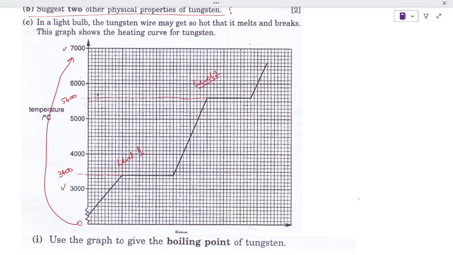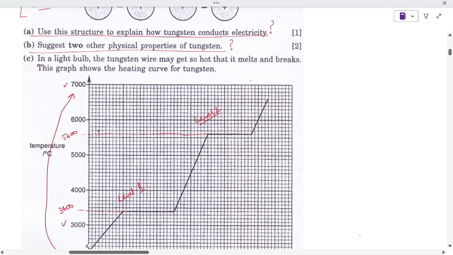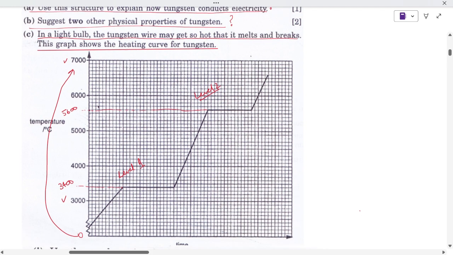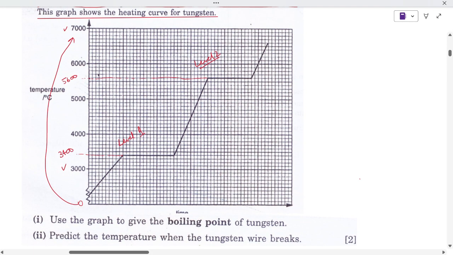Now the question says, in a light bulb, the tungsten wire may get so hot that it melts and breaks. This graph shows the heating curve of tungsten. Now, it means that the tungsten wire is in the solid state, and at a certain temperature it starts melting. So the first level where the graph is leveled, this means a change of state is taking place. That is, from solid it is changing to liquid, and this temperature is 3400 degrees centigrade.